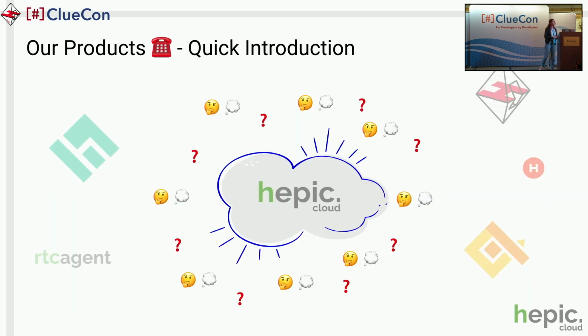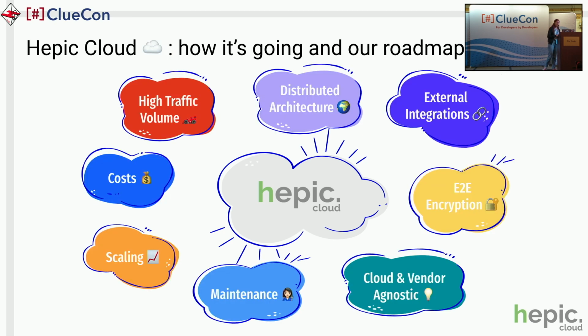And now we arrive to the topic of today's presentation, which is Hepic Cloud. So, as the name suggests, Hepic Cloud is the cloud version of Hepic On-Prem, and it supports all the same features that we have on Hepic On-Prem. So the question is, why should you care for this new product? And the answer is that we are targeting a slightly different type of customer.